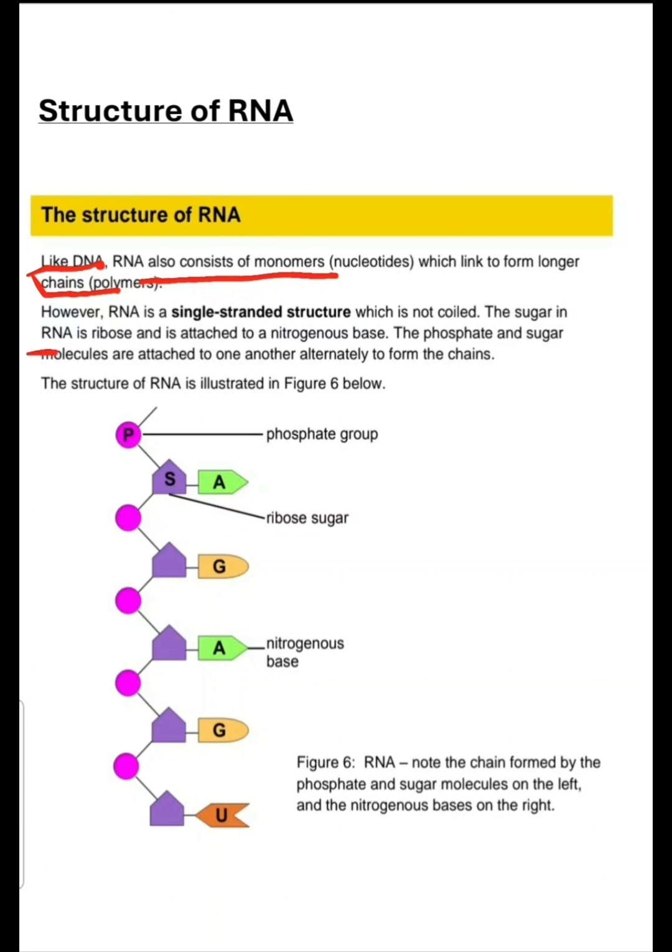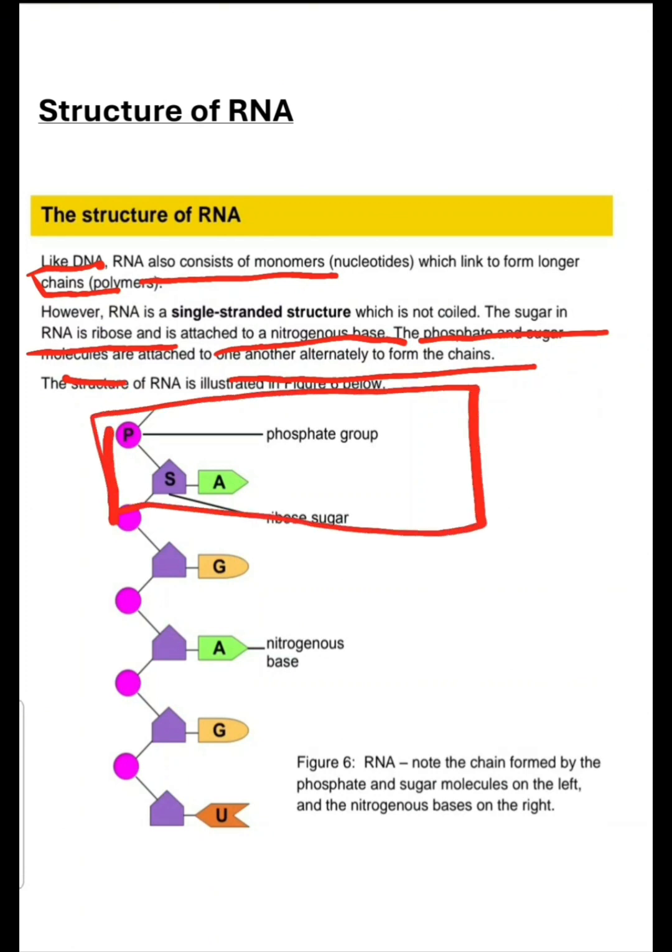All right. So the sugar in RNA is ribose, and it's attached to the nitrogenous base. The sugar in DNA is deoxyribose sugar, and the sugar in RNA is the ribose sugar. And then the phosphate and the sugar molecules are attached to one another alternately to form chains. This is the same as the DNA. The structure of the nucleotide of RNA is the same as DNA, but the only difference is the DNA one has a deoxyribose sugar, and this one has the ribose sugar.